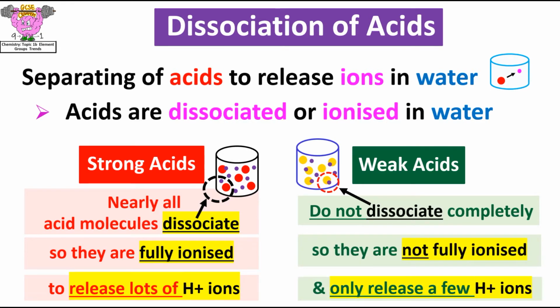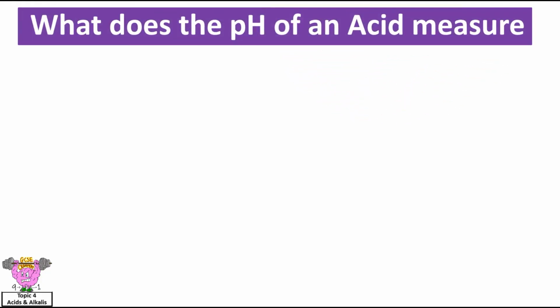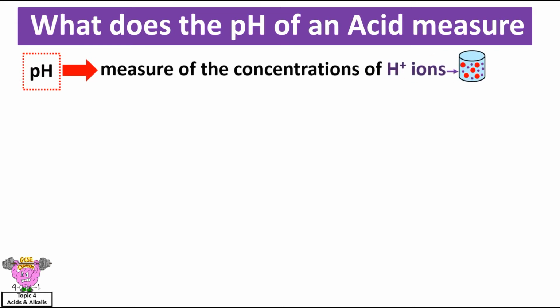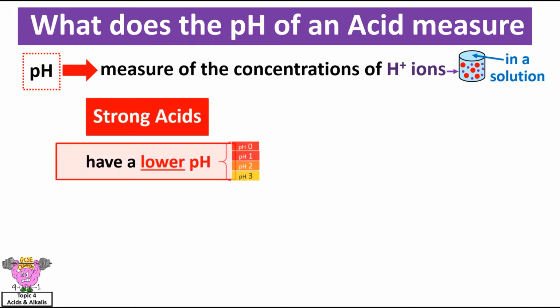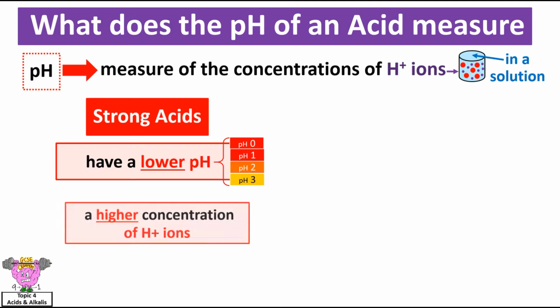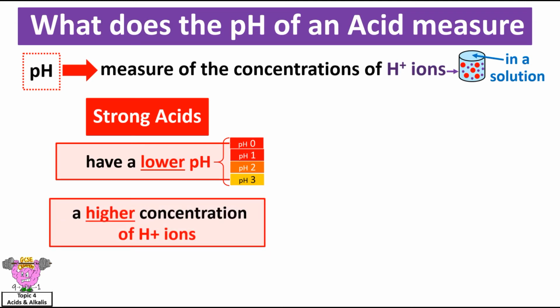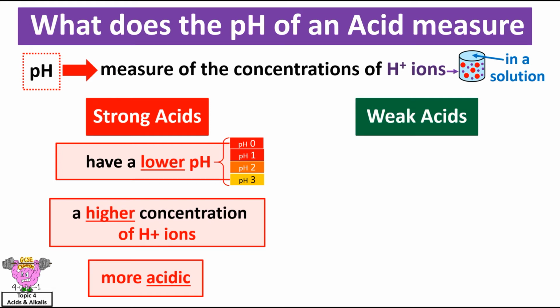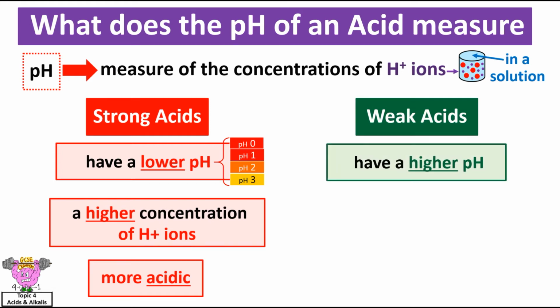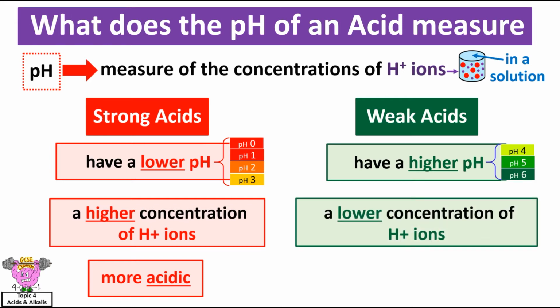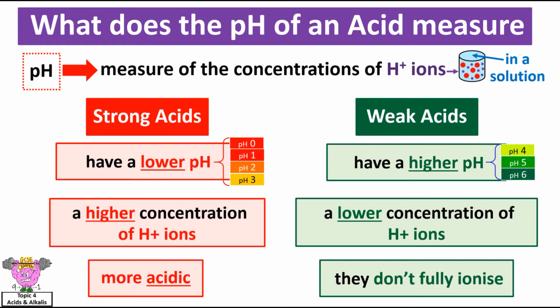What does the pH of an acid measure? The pH is the measure of the concentrations of H+ ions in a solution. Strong acids have a lower pH, around pH 3 down to pH 0, and a higher concentration of H+ ions because they dissociate or ionize more than weak acids, making them more acidic. Weak acids are the opposite and have a higher pH between pH 4 to pH 6 because weak acids have a lower concentration of H+ ions because they don't fully ionize.